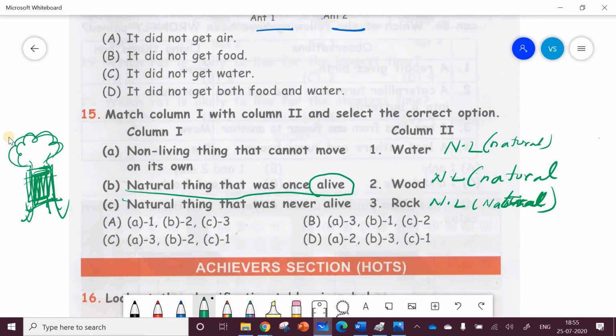Water can come from anywhere, rain or something, which is never alive. Wood can come from trees and rock can come from mountains. So, which one do you think was once alive?